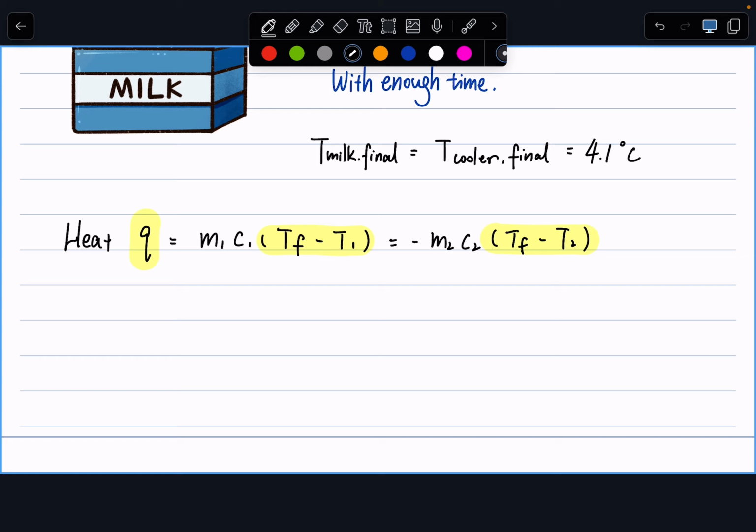All right, so here we have the most simplistic version. We have heat equals mass times heat capacity, or specific heat capacity, which is a property of a certain material.